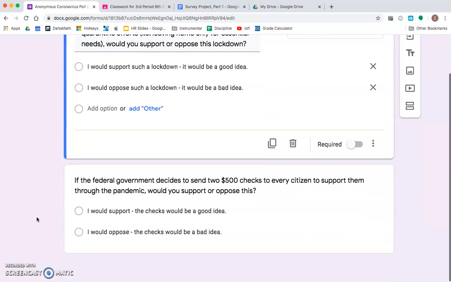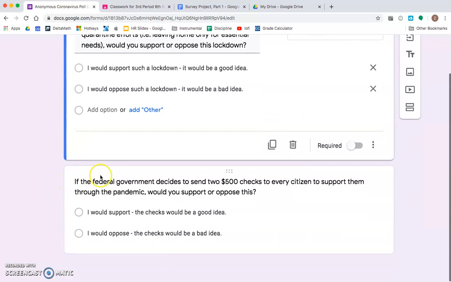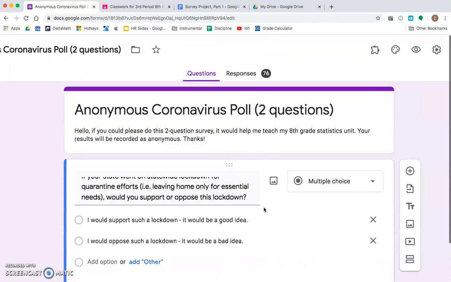And then my second question was down here: if the federal government decides to send two $500 checks to every citizen to support them through the pandemic, would you support or oppose this? Answer choice 1, I would support, the checks would be a good idea. Or answer choice 2, I would oppose, the checks would be a bad idea. And let me show you what my responses were.